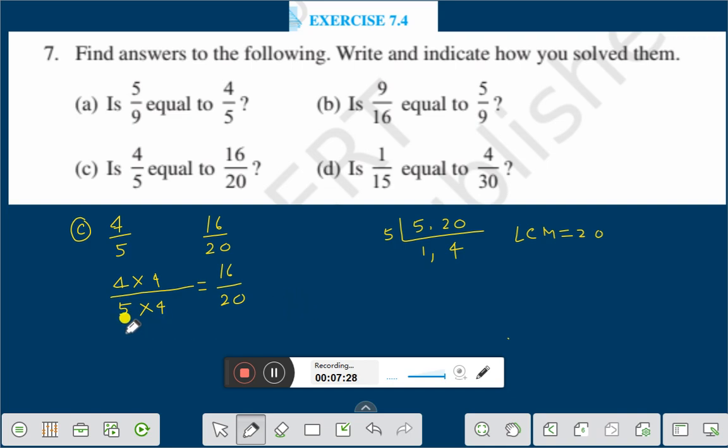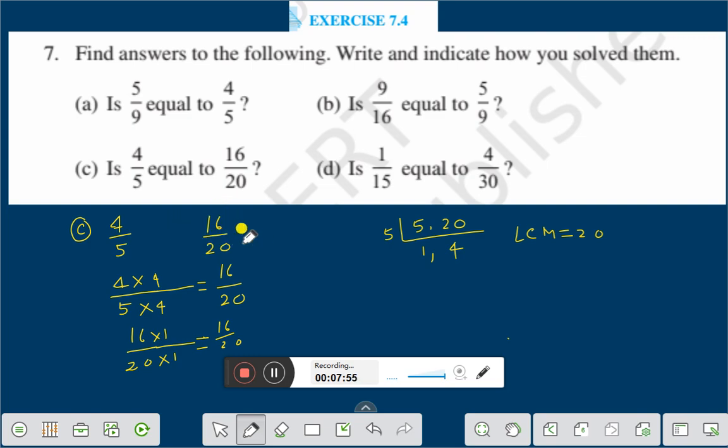The next one is 16 by 20. The LCM is 20. That means you have to multiply 20 with 1 and 16 with 1 also. That is how you get 16 by 1... 16 by 20. In both the cases, see, this is 16 by 20, right? That means these are equal.